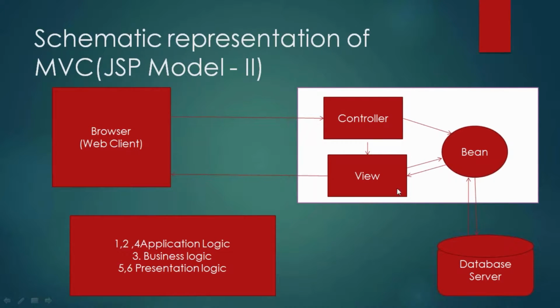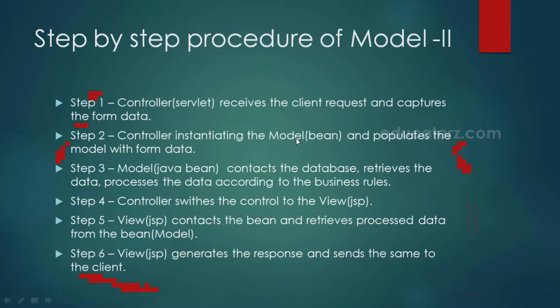So all the three logics are separated here. That is, the controller is used for implementing request handling logic, that is application logic, and the view is responsible for preparing presentation logic, and the bean is responsible for business logic. So all the three logics are separated in MVC architecture.